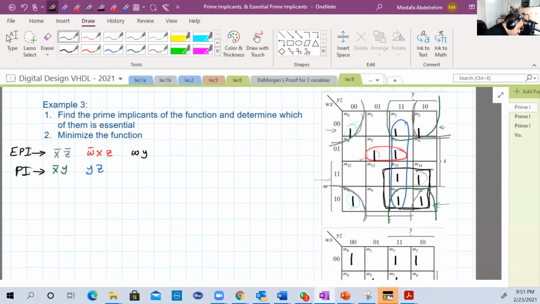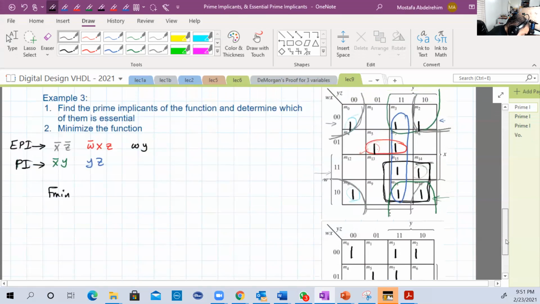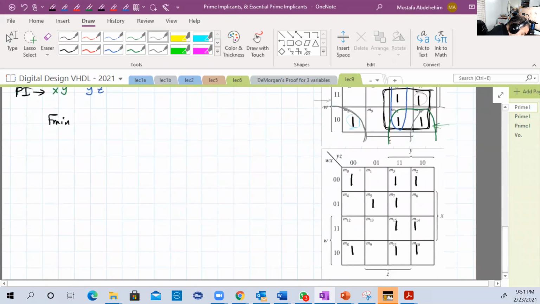Good. Now the minimized function, F minimum. Let's ask ourselves a question: can we remove the blue one? What you do here is first locate the essential ones and draw them. If you find that they cover all the ones, then the function will be the summation, the OR, of the essential prime implicants. That's it. Let's check that.